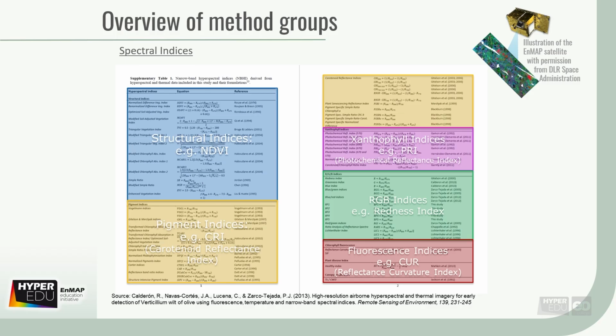If you examine this table, you'll notice that these indices can also be categorized into structural indices, pigment indices, xanthophyll indices, RGB indices, and fluorescence indices, according to the wavelength domain that is responsive to these categories via, for example, absorption features. There is an index database containing a huge number of indices for a variety of sensors and applications. You can find the link in the resources section.